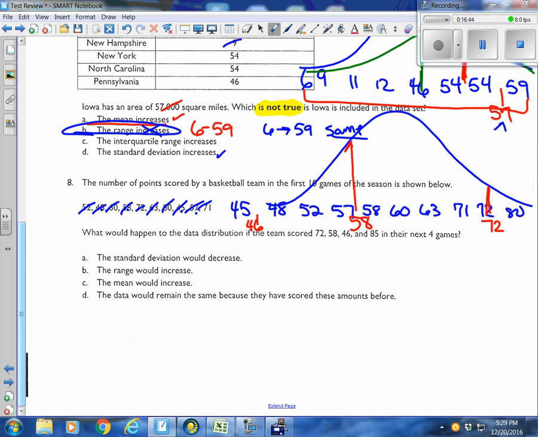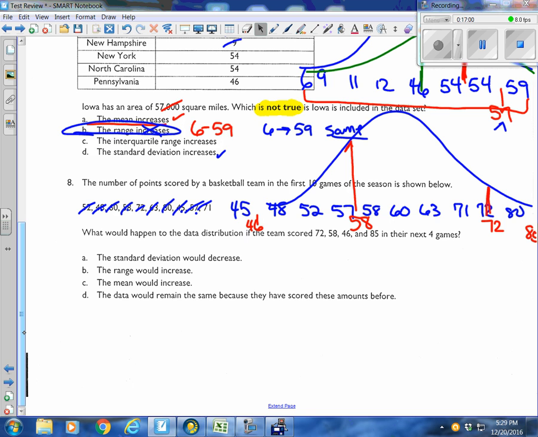And 85 in their next game. Ooh, 85. That's a high. That's higher than any I have. So 85 pushes me on the outside edge. What would happen to the data distribution? Which one of these makes sense?